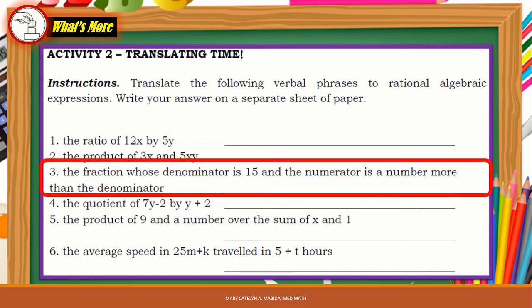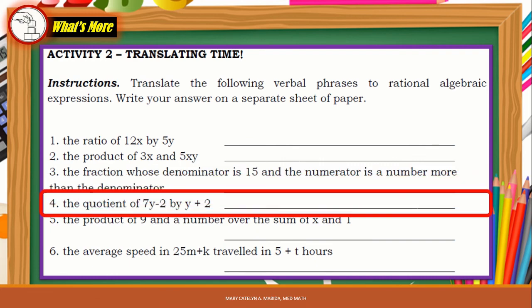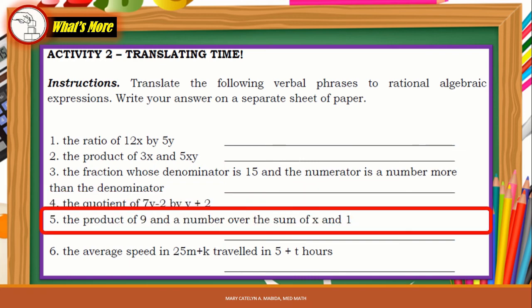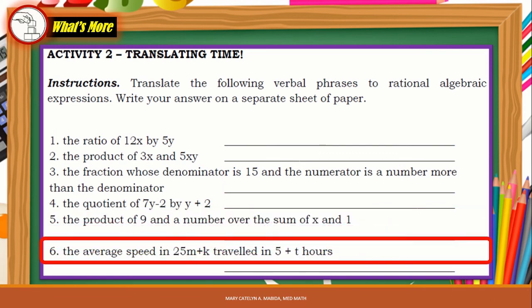The fraction whose denominator is 15 and the numerator is a number more than the denominator. The quotient of 7y minus 2 by y plus 2. The product of y and a number over the sum of x and 1. The average speed in 25 m plus k traveled in 5 plus t hours.